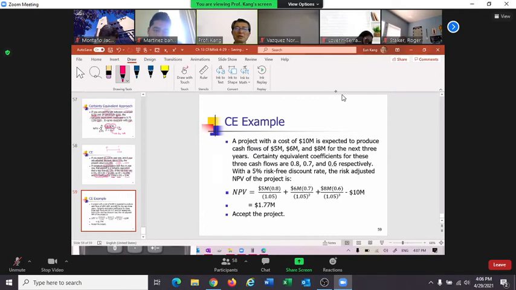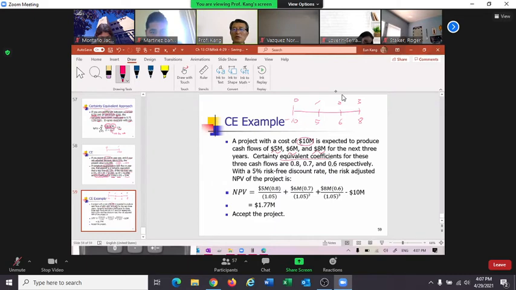Certainty equivalent example. A project with a cost of 10 million is expected to produce cash flows of 5 million, 6 million, and 8 million for the next 3 years. Just like this: year 0, minus 10. Year 1, 5. Year 2, 6. Year 3, 8, like this.